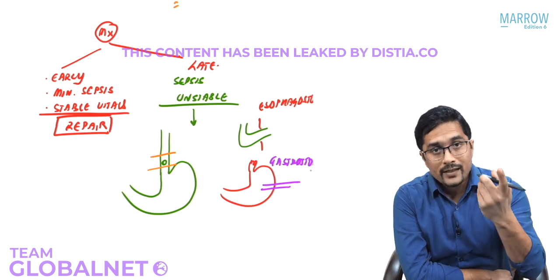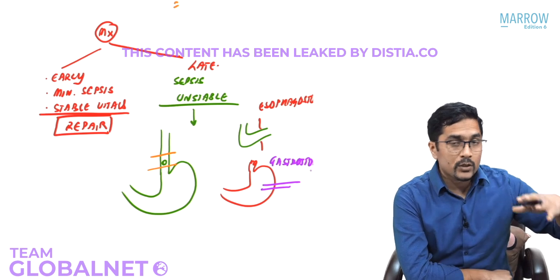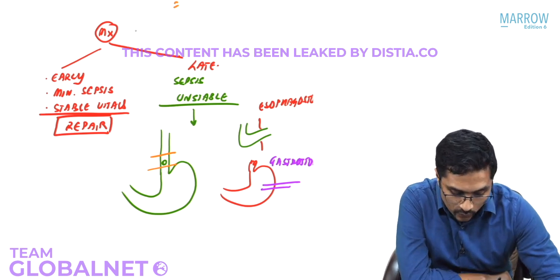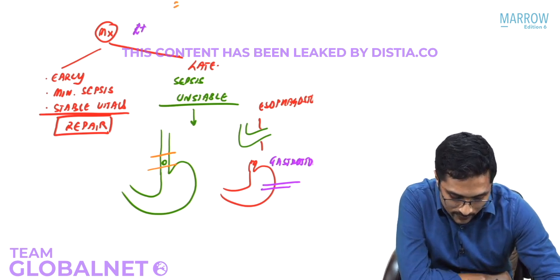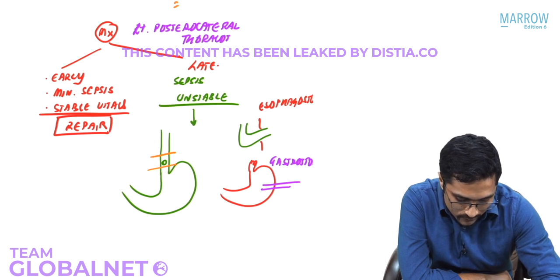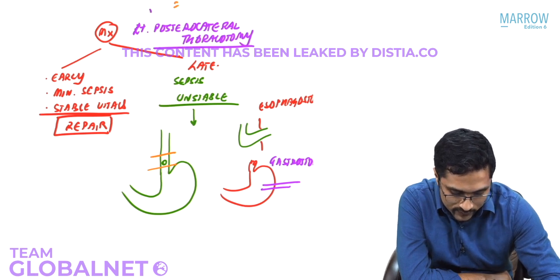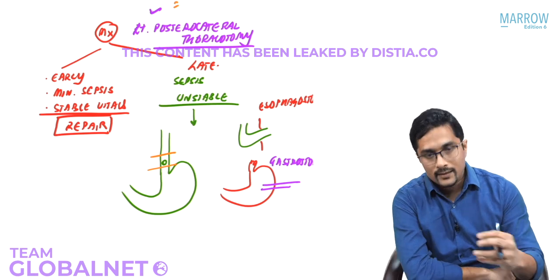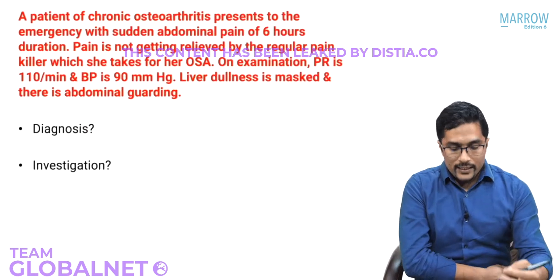I just told you, where is the perforation? Left posterolateral region. So which thoracotomy would be done? A left posterolateral thoracotomy is the approach when you have to operate a patient with Boerhaave syndrome. This has also been asked in the exam. Okay, let's look at the next scenario now.